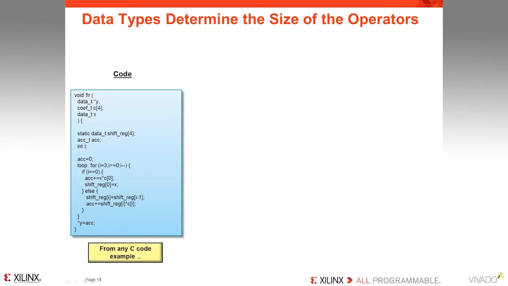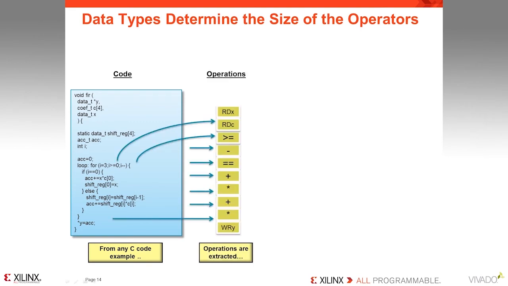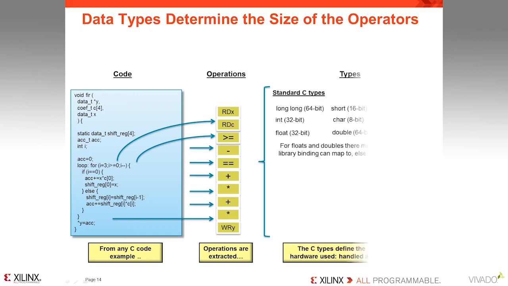The last thing to talk about here, and maybe one of the most important, are the operators. As we mentioned earlier, from any C code, we're going to generate a number of operations: a read on port X, a read on the coefficient port, greater than, multiplications, additions, etc. Each of these operators will be defined by a standard C type. And so Vivado HLS supports all the standard C types. There's long, which means it's a 64-bit operation, short, which means it's a 16-bit operation, integer, char, etc. Vivado HLS also supports floats and doubles.